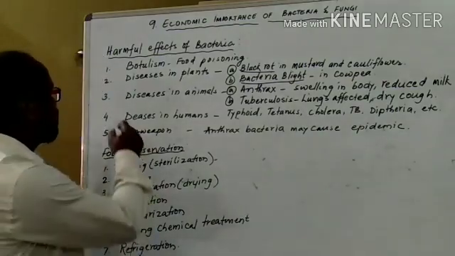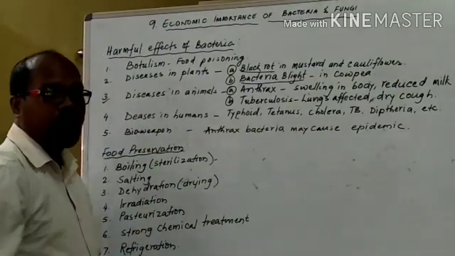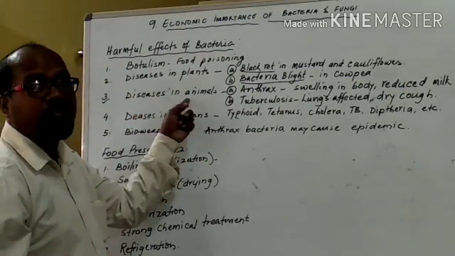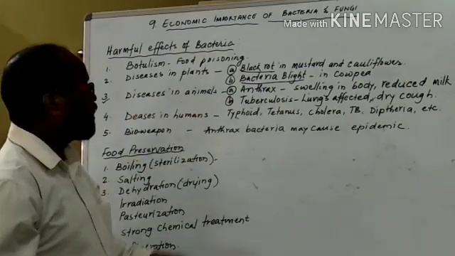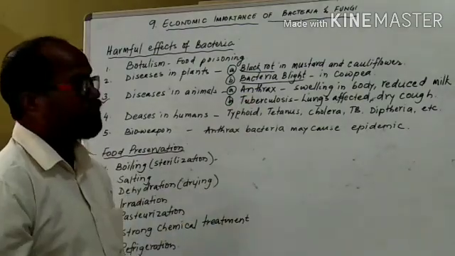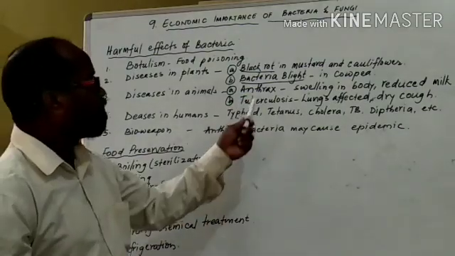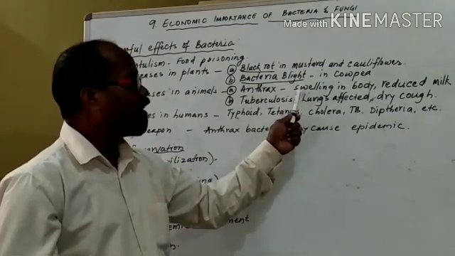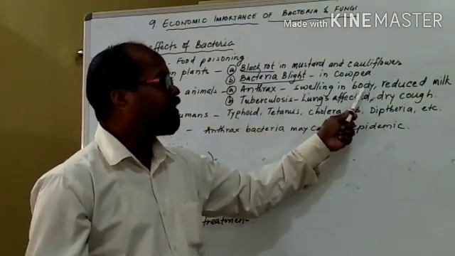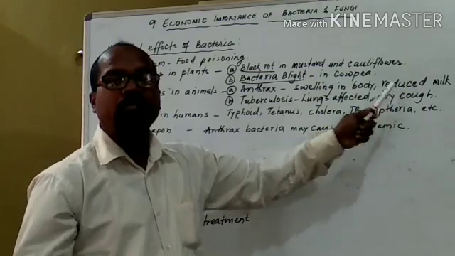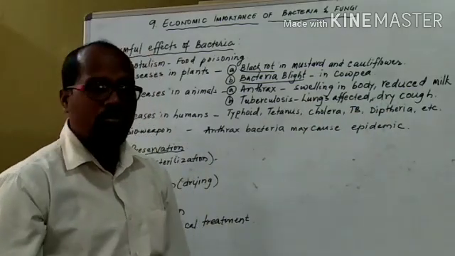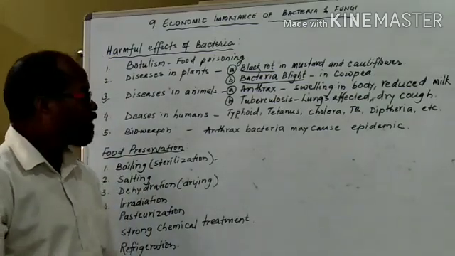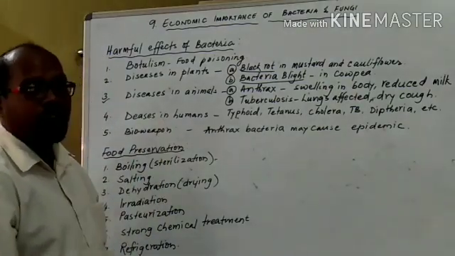The third harmful effect of bacteria is diseases in animals. That's anthrax. Anthrax is a disease of animals caused by bacteria, where we find swelling in the body and the milk production is reduced. So this is a disease, a problem in animals due to bacteria.